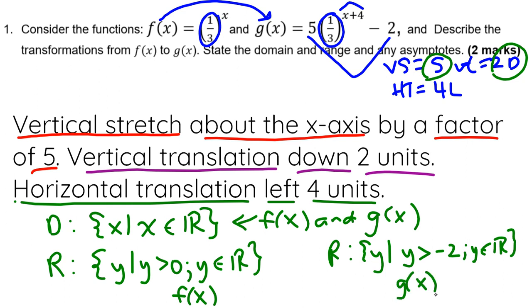In terms of the asymptotes, f of x has an asymptote at the x-axis, y equal to 0. G of x has an asymptote because I have stretched it, still 0, but I've moved it down 2 units. The asymptote is at -2. That's why this is greater than -2.